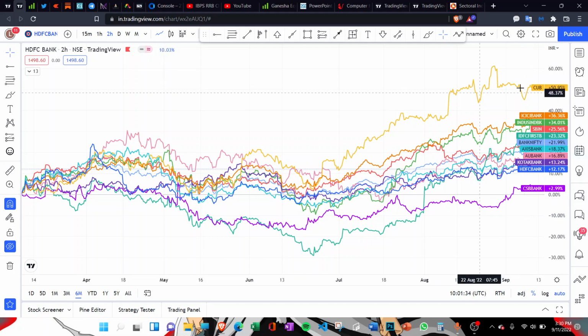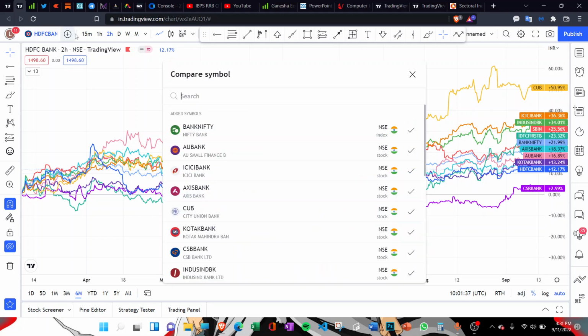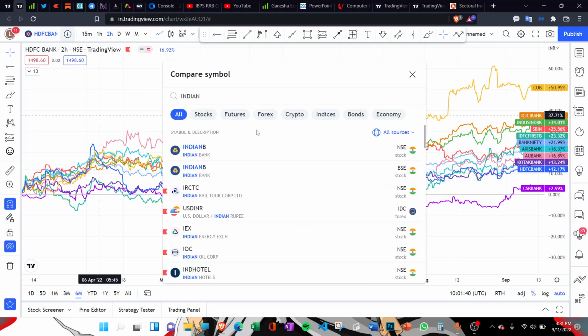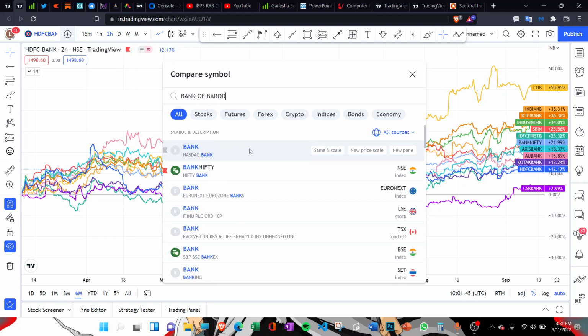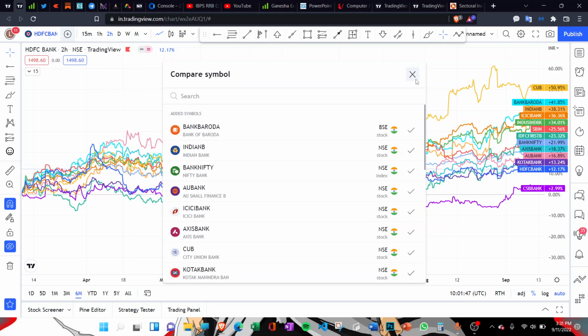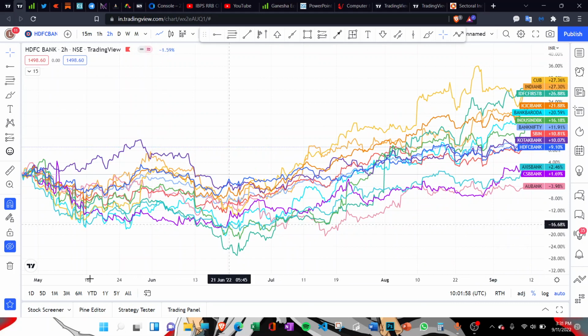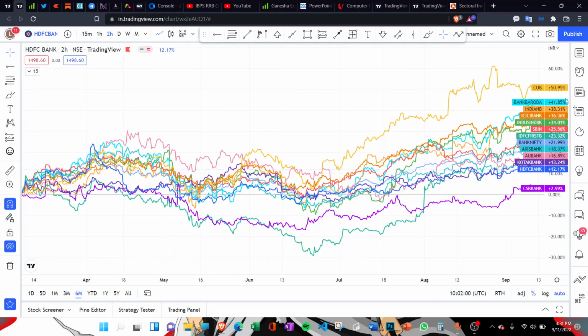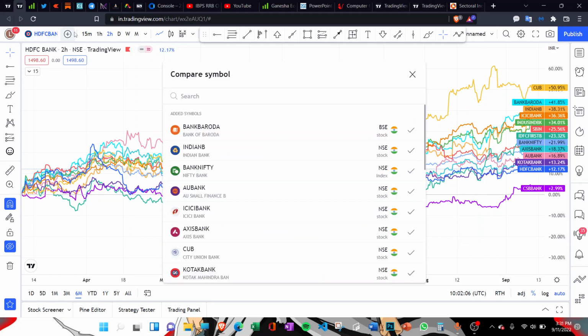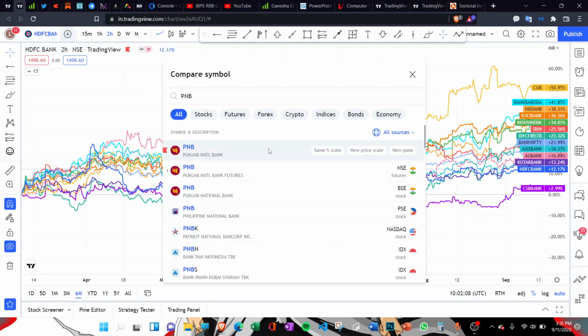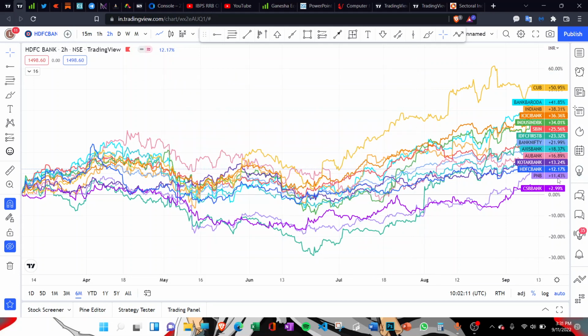So currently I would like to stick with City Union Bank and a few of the PSU names like Indian Bank, and then we have Bank of Baroda. As you can clearly see, Bank of Baroda and Indian Bank both have outperformed the other private sector banks like ICICI, IndusInd, and even SBI. If you look at the 6-month returns, Bank of Baroda has given around 41.85% returns.